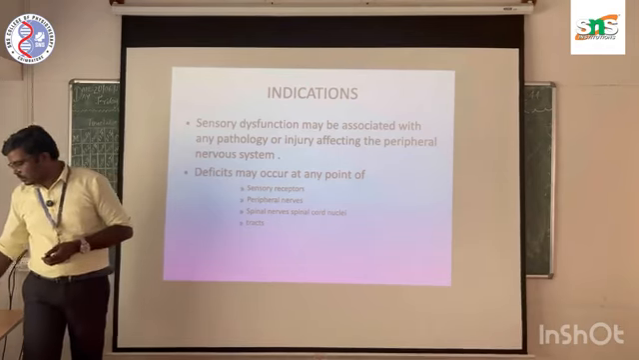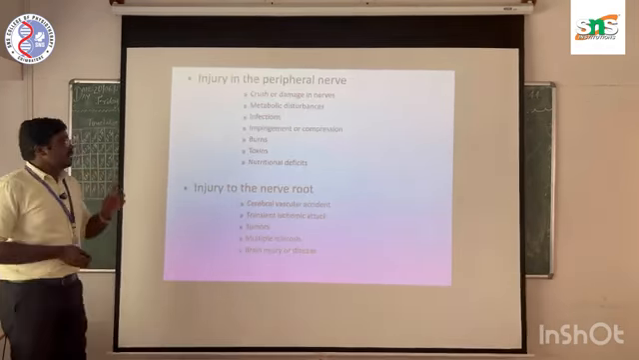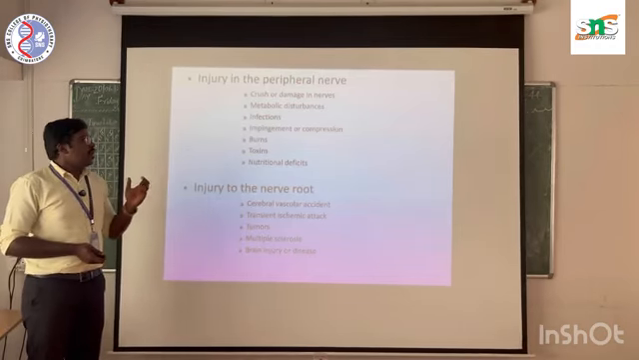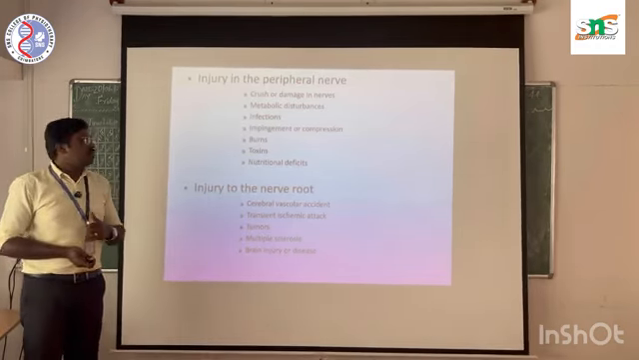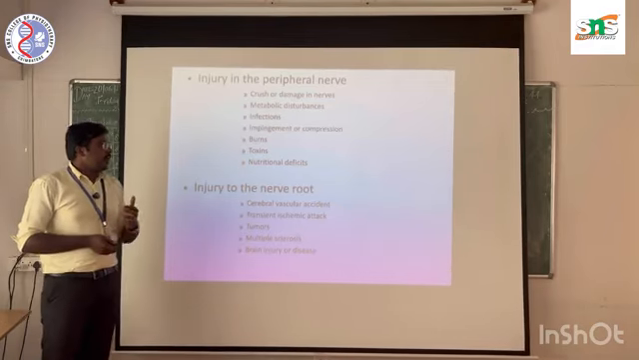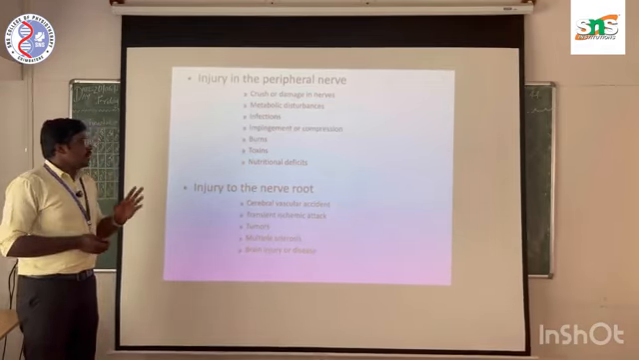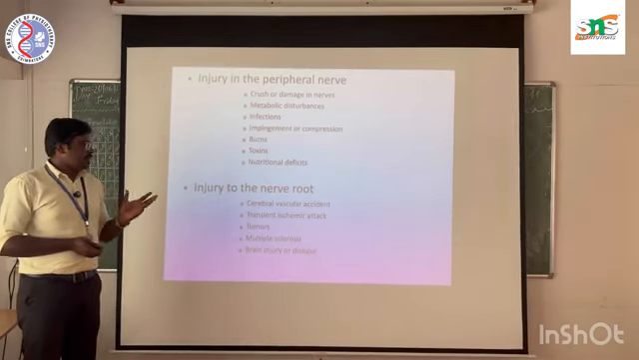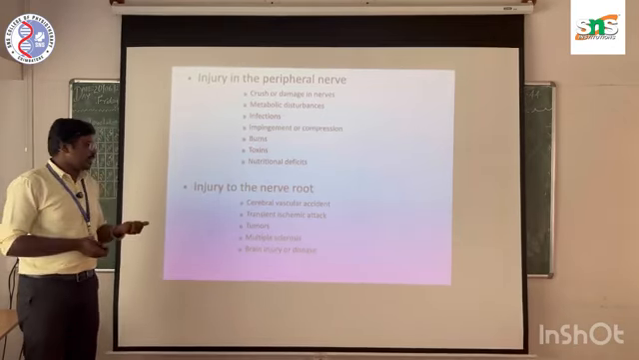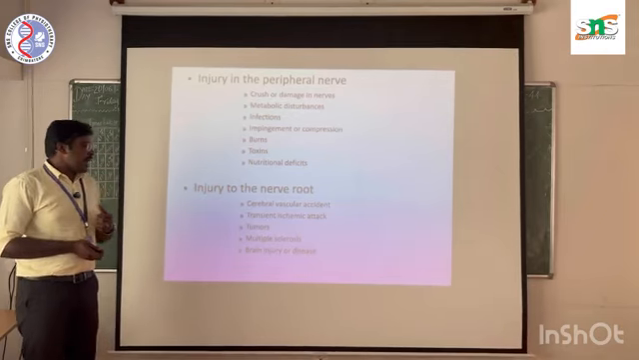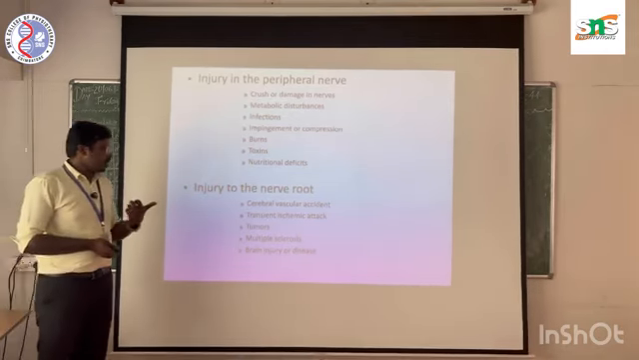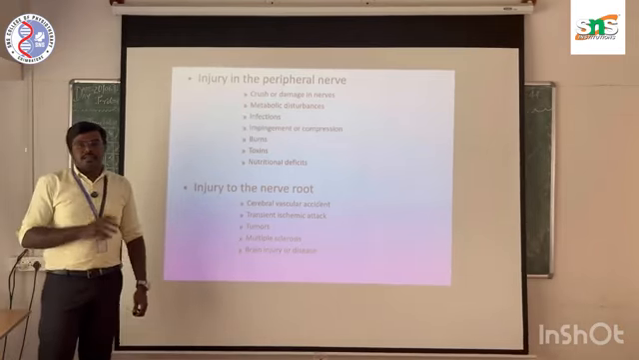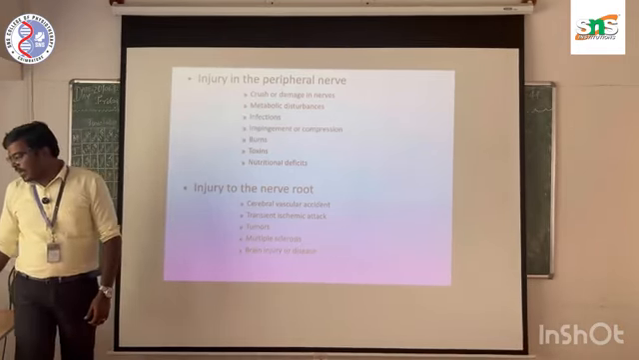so only then can we assess the sensation. Also, injuries to the peripheral nerves, any damage or metabolic disturbance in the nerve, infection, compression, burns and nutritional deficit, and also injury to the nerve roots, CVA (cerebrovascular accident) or TIA, any tumor in the nerve root, multiple sclerosis and any brain injuries. These are the conditions in which we assess the sensation.